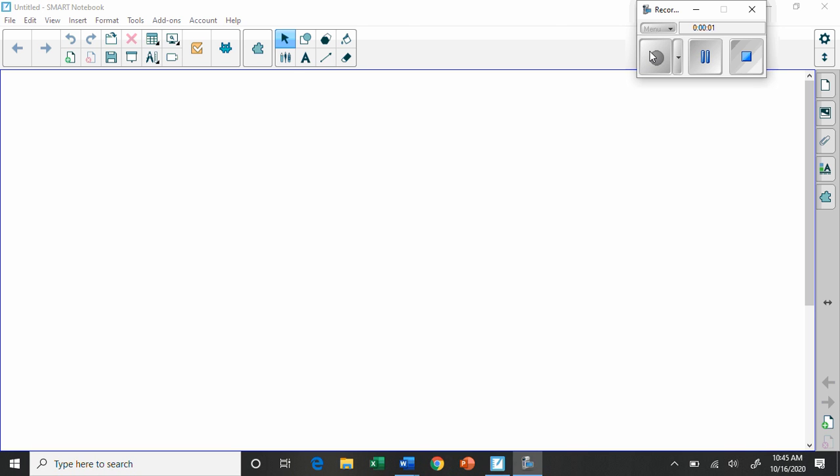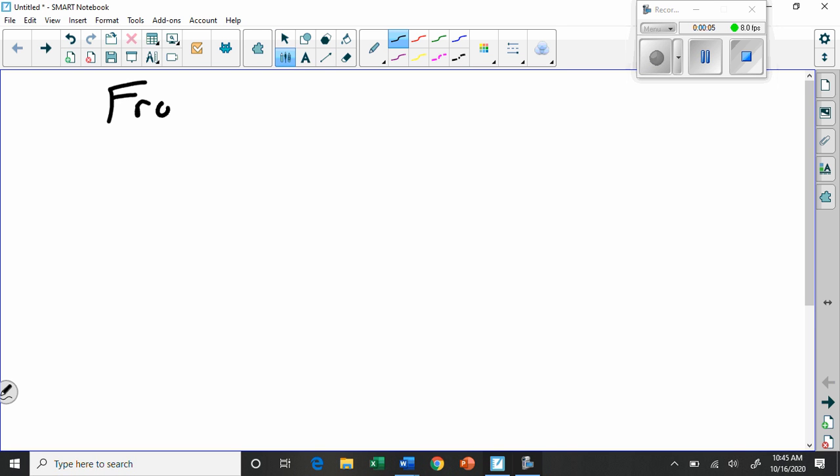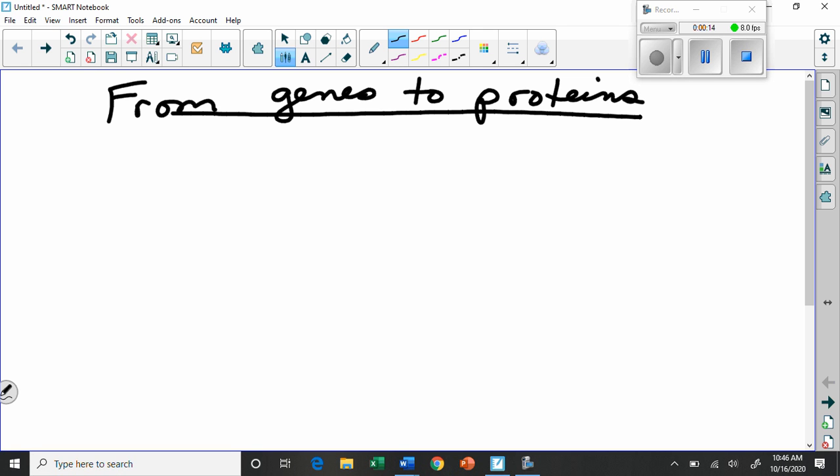So let's call this a little title, From Genes to Proteins. How does that process work? It involves two important sections, or two important divisions. But before we get into all that, let's just get our heads around some of the basic concepts.